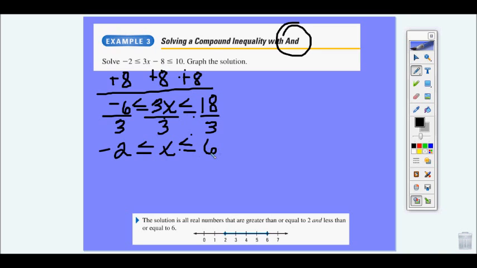So if you see, this is an and statement. So we're going to have connecting between the points. We're going to have our negative 2 as a solid point. Our positive 6 is a solid point because we have less than and greater than and equal to together. And then we're going to shade in between.